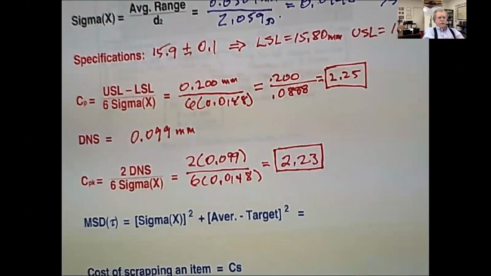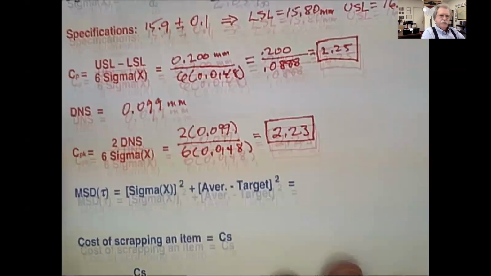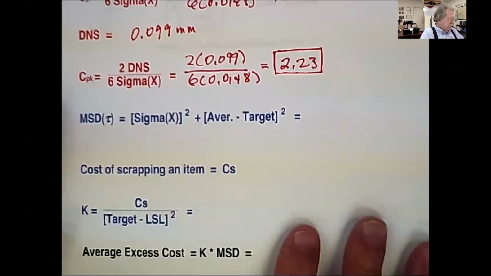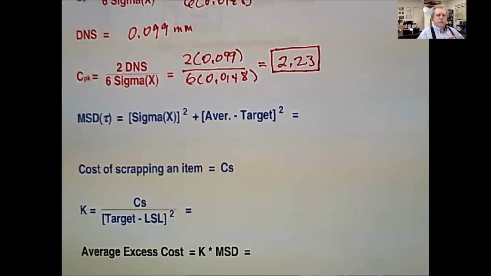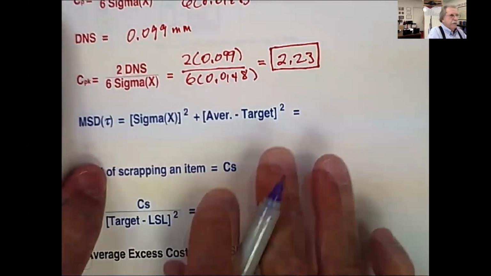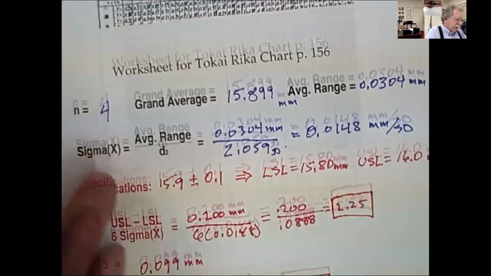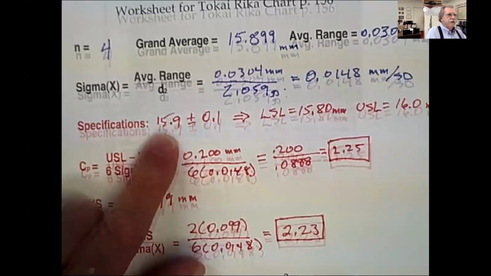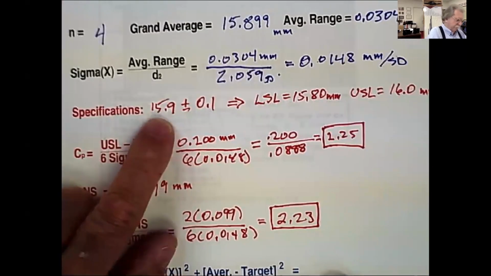Now, what is their effective cost of production and use? Well, let's start with the formulas here on page 148. The mean squared deviation about target, sigma of x squared, plus the difference between the average and the target. Now, here, Mike, I'm going to assume the 15.9 is the target. That's the way they stated the specifications. That's all I can go on.